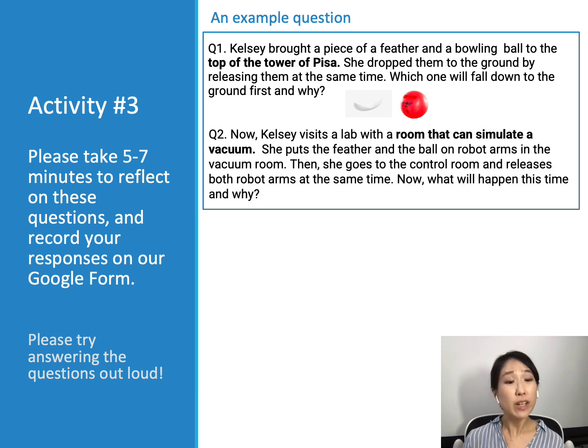Then when students are ready, they'll be proceeding to question 2, which is on a different context, that is in a vacuum room. So now Kelsey visits the lab with a room that can simulate a vacuum. She puts the feather and the ball on robot arms in the vacuum room. Then she goes to the control room and releases both robot arms at the same time. Now, what will happen this time and why?